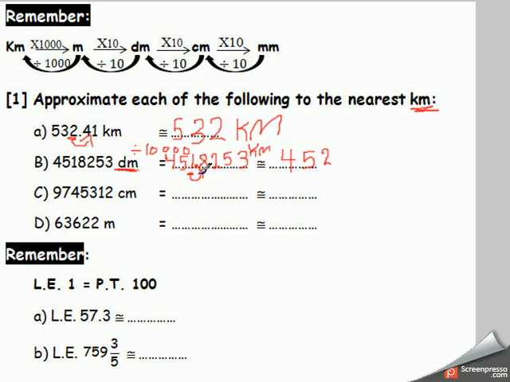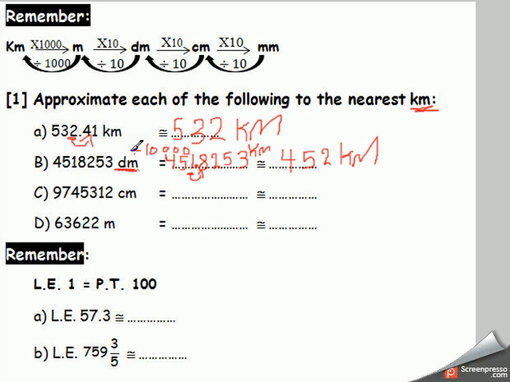So 451 and 8,253 over 10,000, that is kilometer. When I approximate it to the nearest kilometer, it means the nearest unit, it will be 452. Don't forget to write the unit.